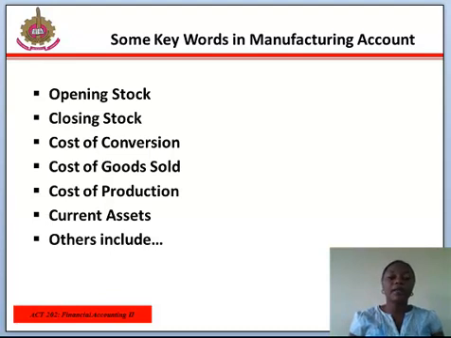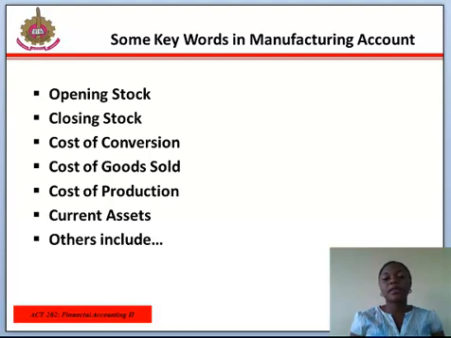The current assets. These are assets which are likely to be realized within a period of 1 year or during the operating cycle, and they are also called floating assets. The current liabilities. These are liabilities which are likely to be paid within 1 year or during the operating cycle. They are also called short-term liabilities.